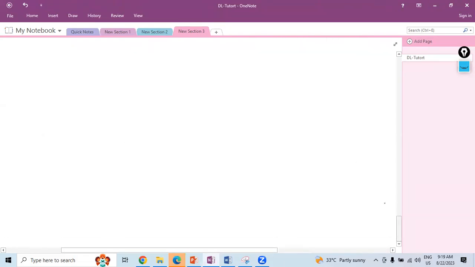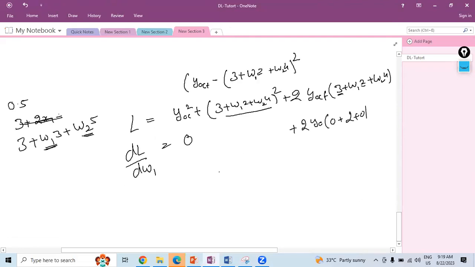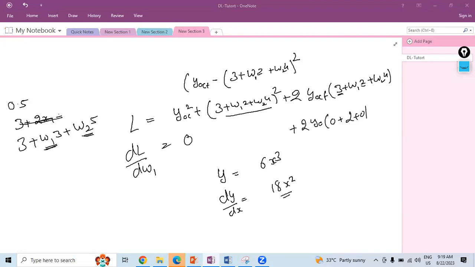If I ask you the derivative, let me just ask you these things. What will be the derivative? So y is equal to 6x3. Can you please tell me the derivative dy by dx? 18x square. Yes, 18x square, right? So this is the same thing I'm doing here also. I'm just writing the equation in the form of W1, W2, W3, and now I'm just calculating the things.